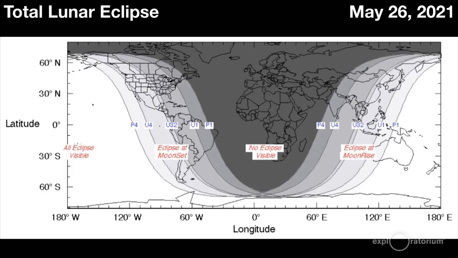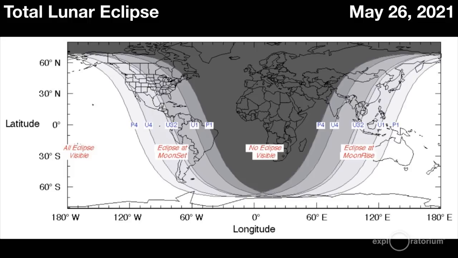You see the United States is kind of up there in that gray area, and that means that we're not going to see the entire eclipse. California at least, we're in that little P4 area, which means we're going to miss the penumbral part of the eclipse. We'll see most of the eclipse, but it will be a very late evening. The moon will set before it's completely out of eclipse, at least for the United States.